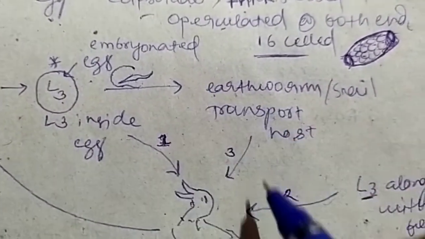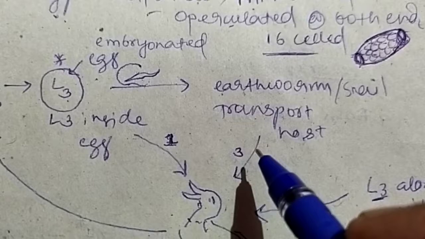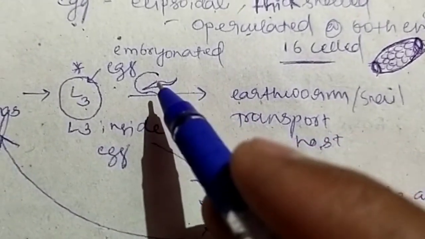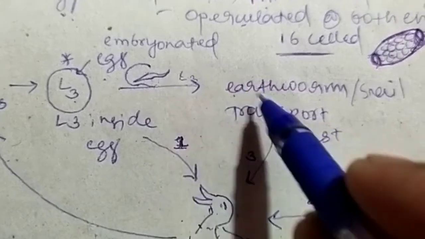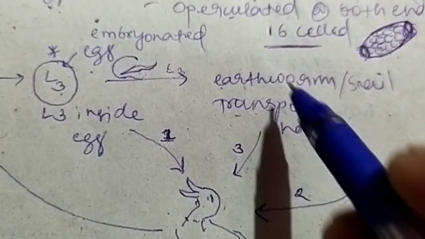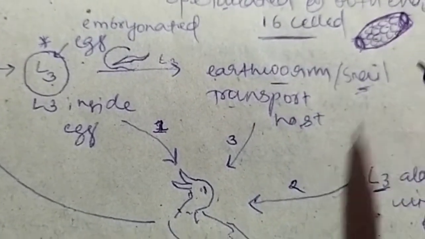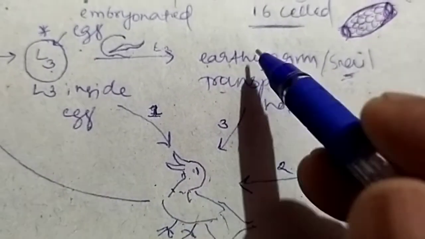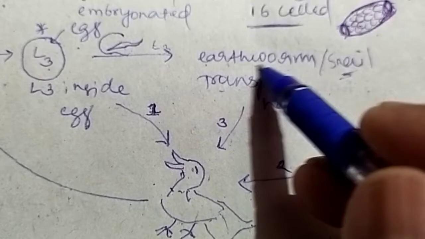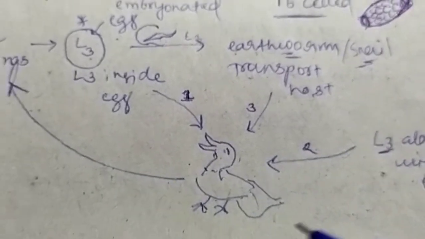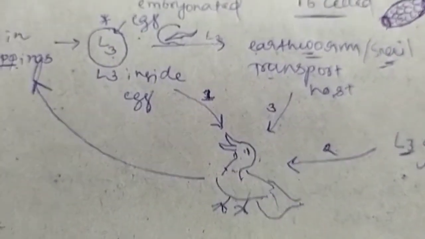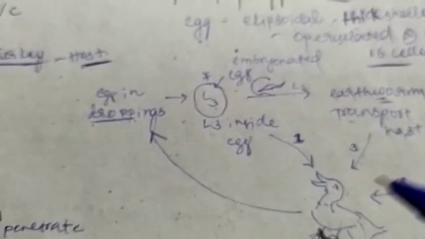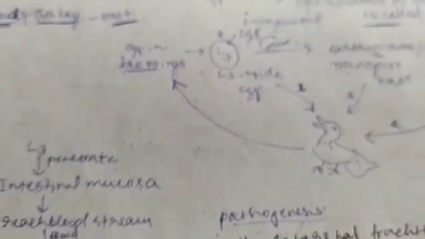And the third route is that the liberated L3 larva can be eaten by a transport host such as earthworm and snail. Whenever the host eats the transport host such as earthworm and snail, the host is likely to get infection. This is the typical life cycle of Syngamus trachea.